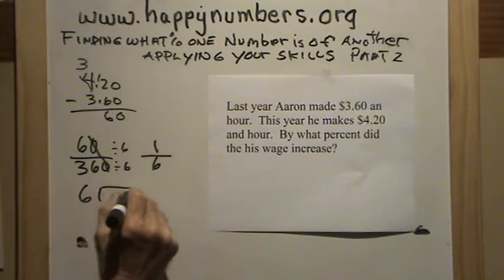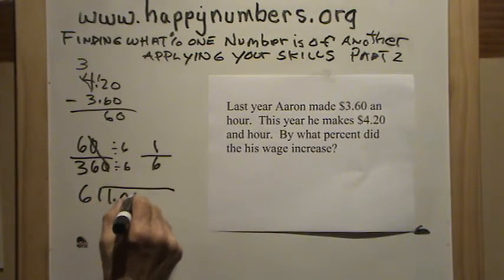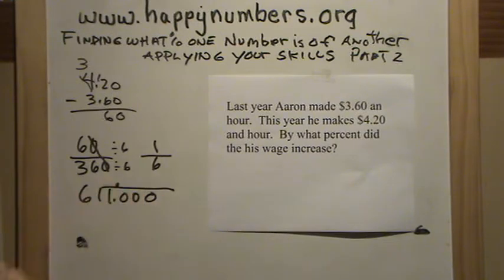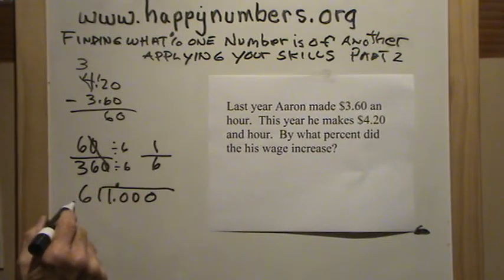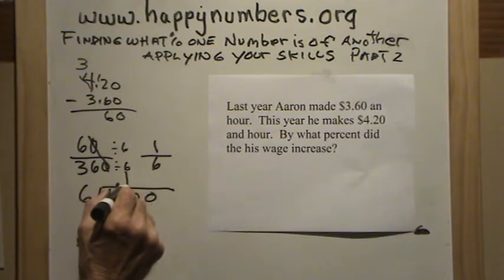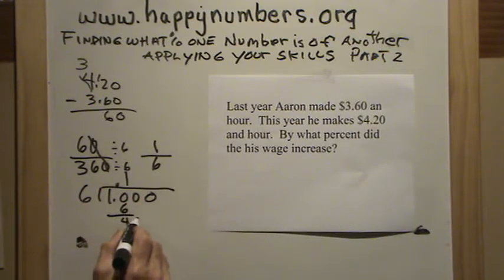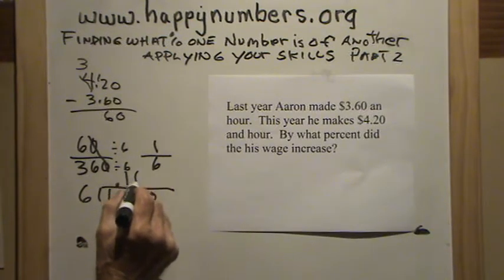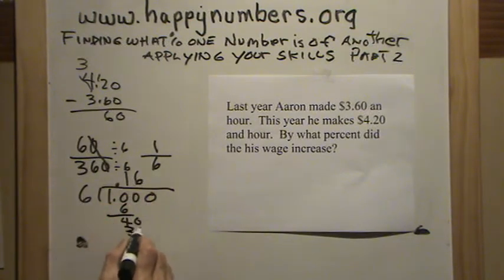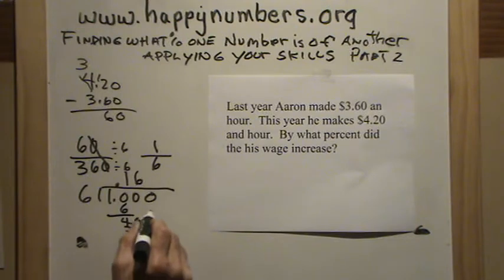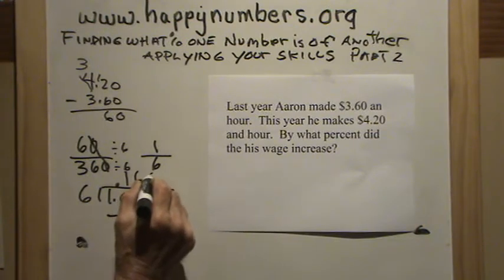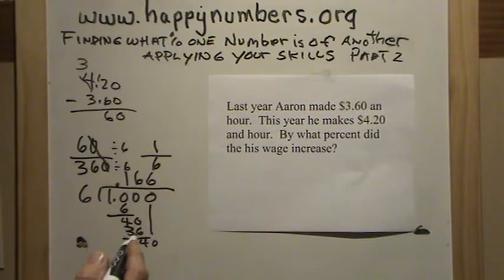So 6 divided into 1.000, my decimal here. 6 can't go into 1, but 6 can go into 10 one time. 1 times 6 is 6, and I get 40. 6 goes into 40 6 times. 6 times 6 is 36, and I get 4. 6 goes in 6 times, and so I know this is going to go on and on and on, so I'll stop here.